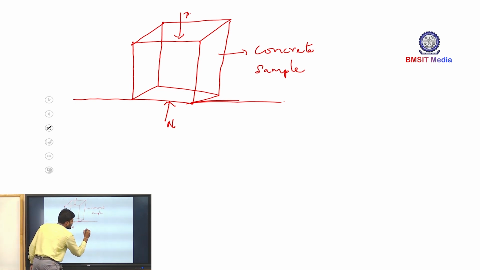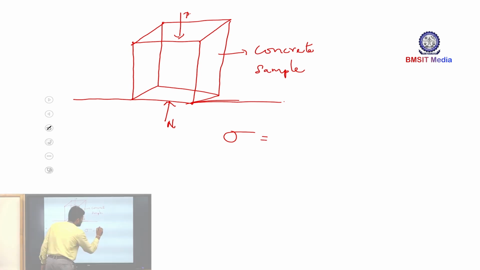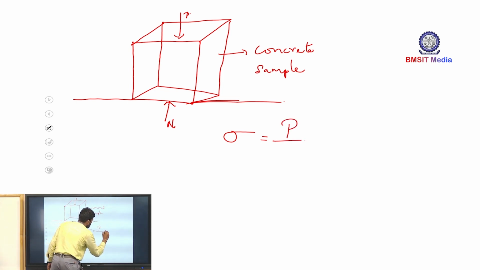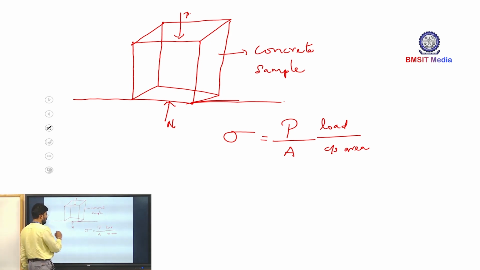So what is stress? Stress is represented by sigma. It's nothing but the load that is being applied over the cross-sectional area, so that is nothing but load by cross-sectional area. Now, what kind of stress will this particular sample experience?